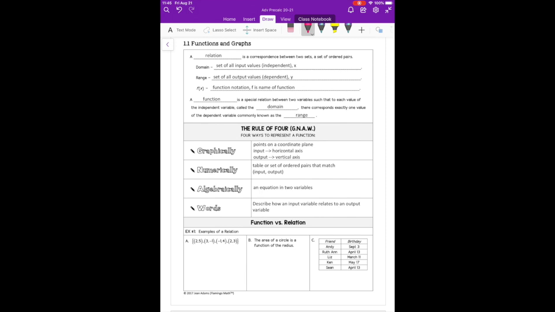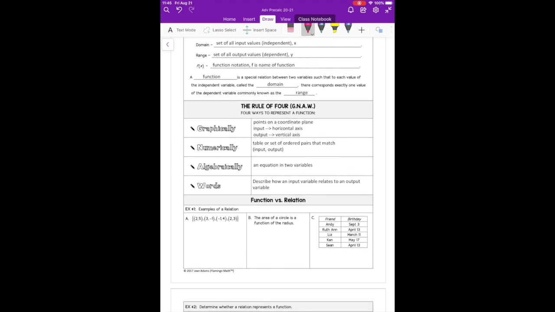This one is the tricky one with words, but it's not too hard once you get some practice. A function is a special relation between two variables, such that the independent variable is called the domain. And then here's the important part. This is what makes it different. It corresponds to exactly one value of the dependent variable. And of course, that's known as the range.